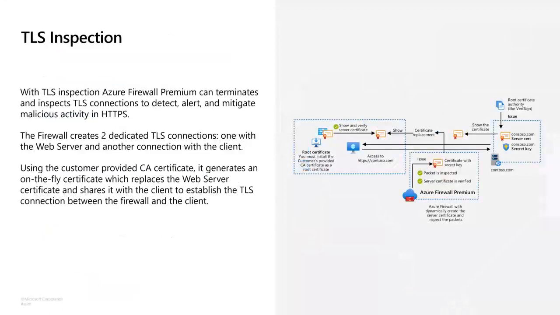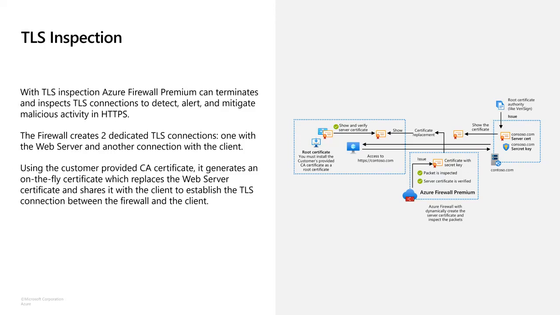The first feature we are looking at here is the TLS inspection feature. When we have HTTPS traffic traversing the firewall, it is in an encrypted format, and for the firewall, it is really not possible to see what is inside this traffic. So it becomes really important to decrypt this traffic, and that's where TLS inspection comes in.